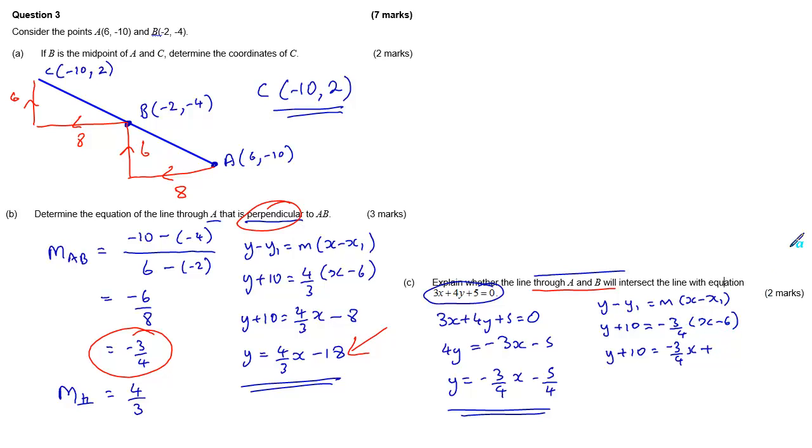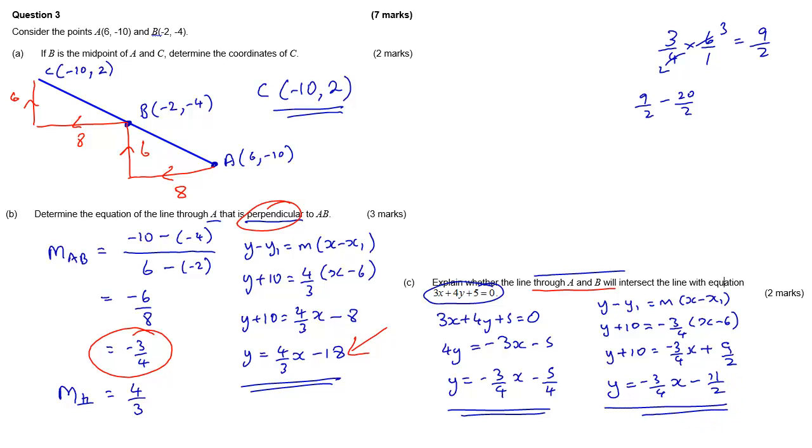Now 3/4 of 6, let's think of that. So 3/4 times 6 over 1, that's going to be 9 over 2. So that's y is minus 3/4 x. Now 9 over 2, take away 10, which is 20 over 2, it's going to be take away 11 over 2.